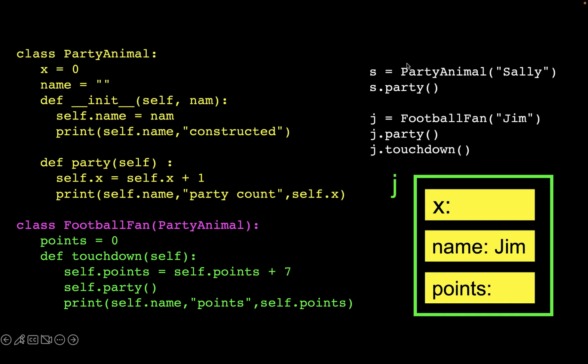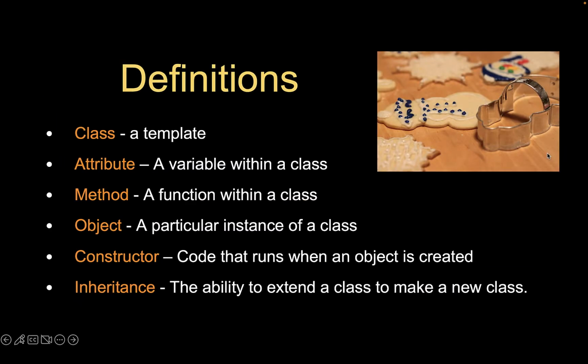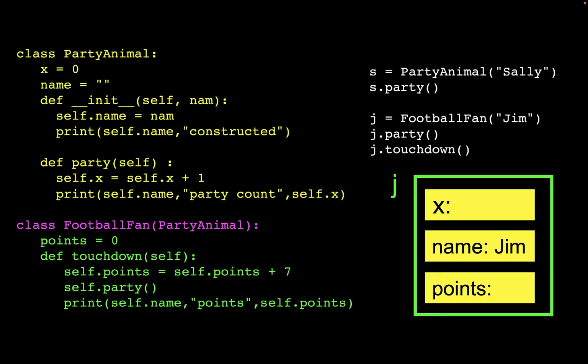And then again, he's got some of the client code in the same file. So he creates a party animal, Sally, keeps a reference in s, and calls party. And then a football fan, Jim, saves that in j. He calls party on j, and then touchdown. So we're kind of walking through. I'm sorry, I don't know how that happened. So we can't walk through the individual parts.